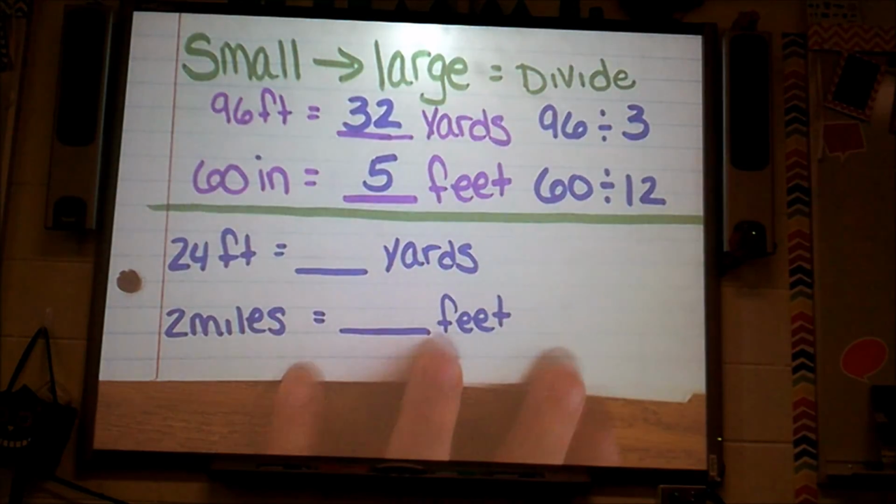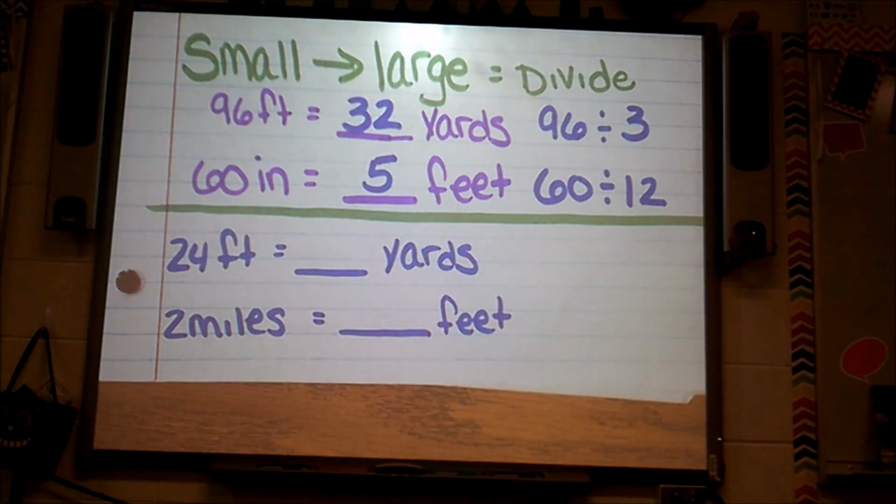I have a couple of questions here too, to be exact, that I would love for you to convert on your own. I want you to convert this 24 feet into yards and these 2 miles into feet. Remembering, big to small we multiply, small to large divide. Ask yourself, what is bigger, a foot or a yard? And that's going to help you with that conversion. Ask yourself, what is bigger, a mile or a foot? And that's going to help you to convert those units. Solve it on your own, and then we'll see how you do, and I'll show you my answers, and hopefully they match.